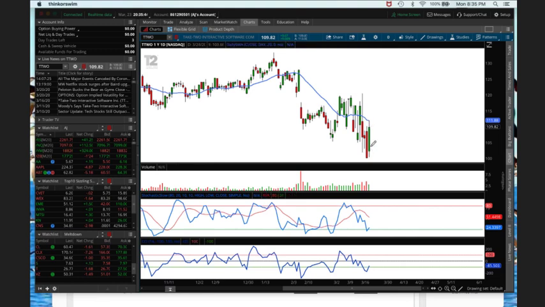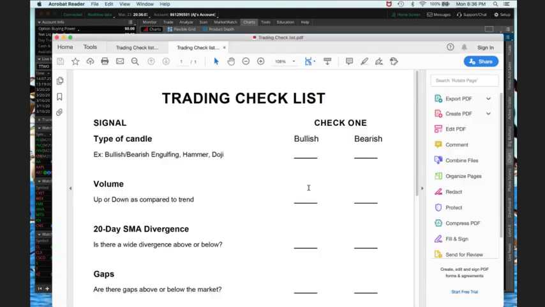However, when we look at volume, we don't see convincing volume yet. What we want to see as the stock moves higher is the volume increasing. The good news is stochastics is moving up. That's bullish. And the CCI crossed with a buy signal. So if we're looking at these, we would put bullish here.